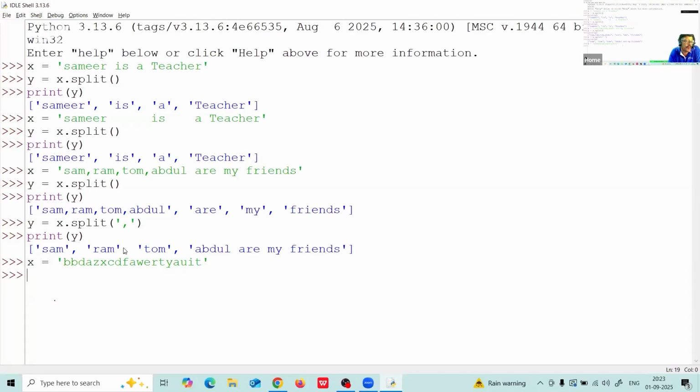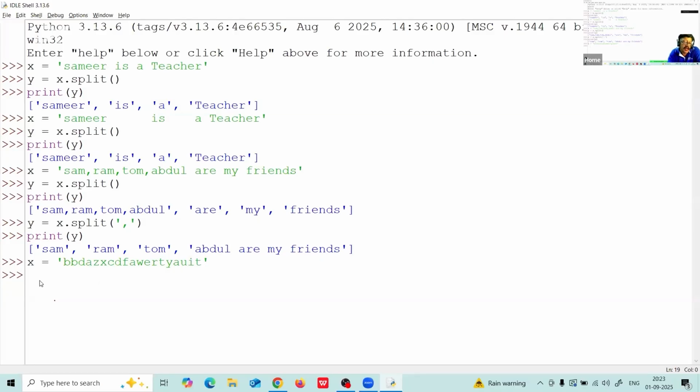And now I want to split this string on the basis of A, not on the basis of space or comma. So if A is encountered, the word is finished. That means B, B, D will be a word. Then A, there will be no action taken for it. A is our delimiter. It will decide where the word begins and ends. Then Z, X, C, D, F will be the second word because after that A is there. Then W, E, R, T, Y will be the third word because after that A is there, and U, I, T will be the last one.